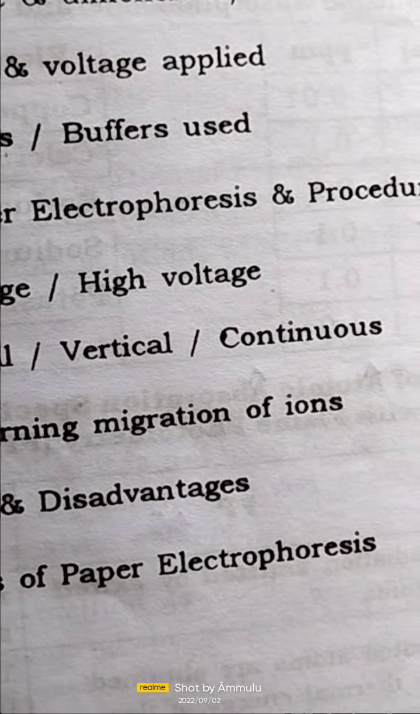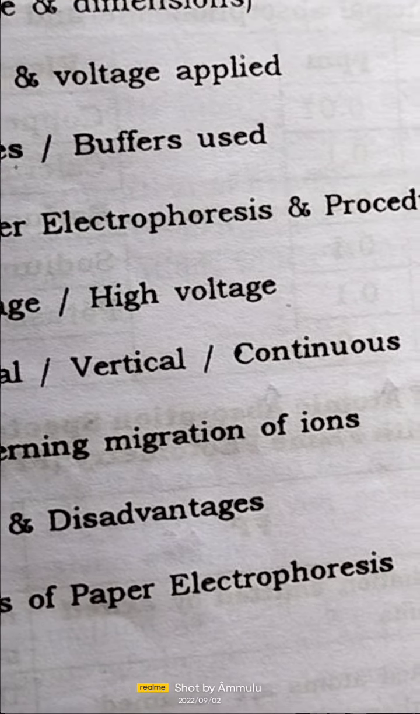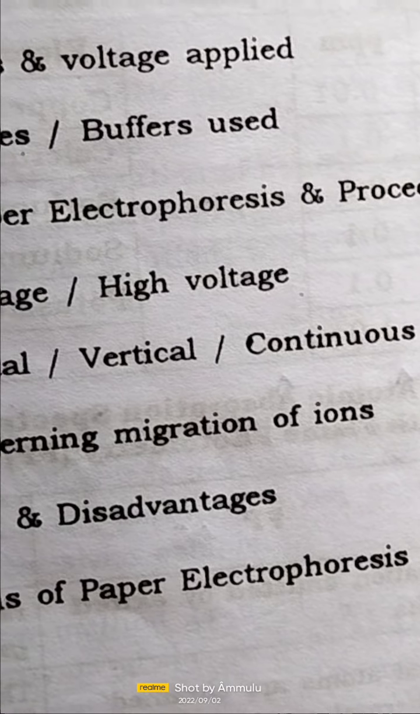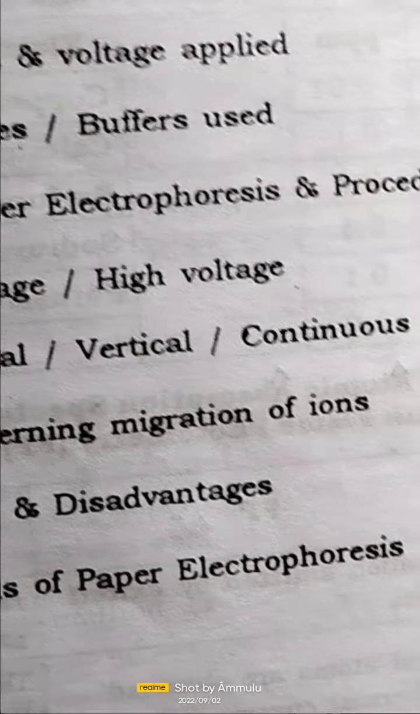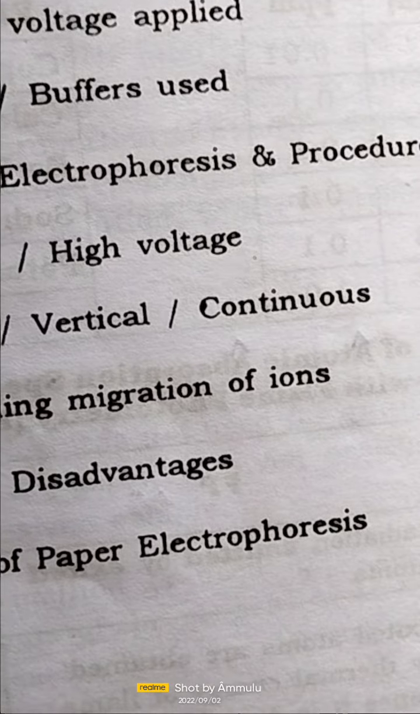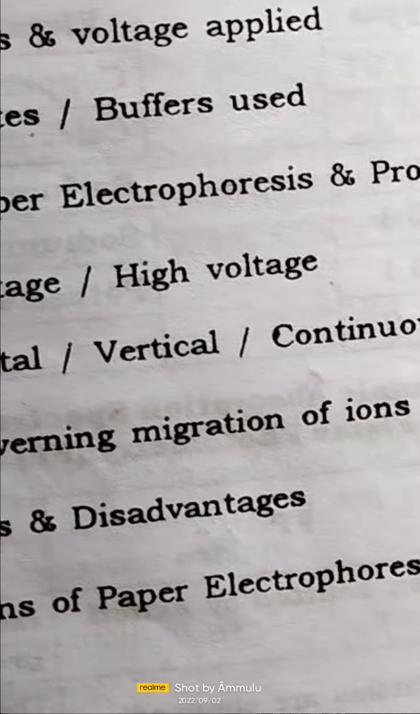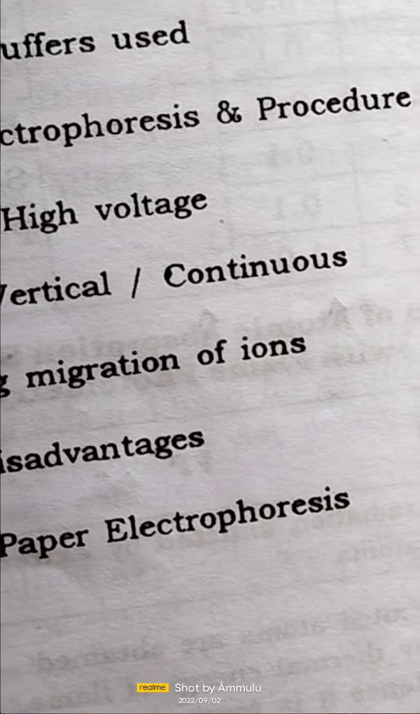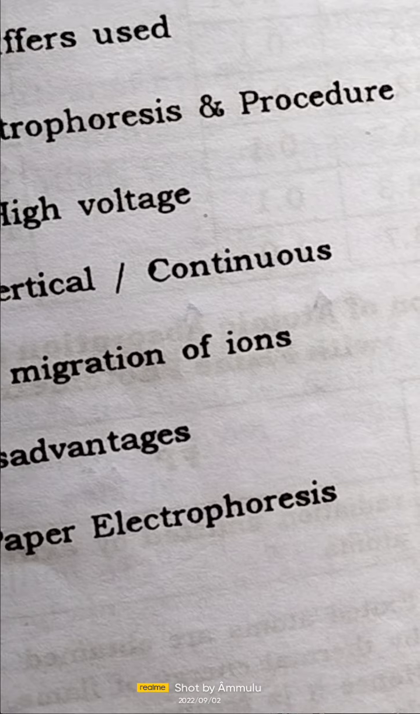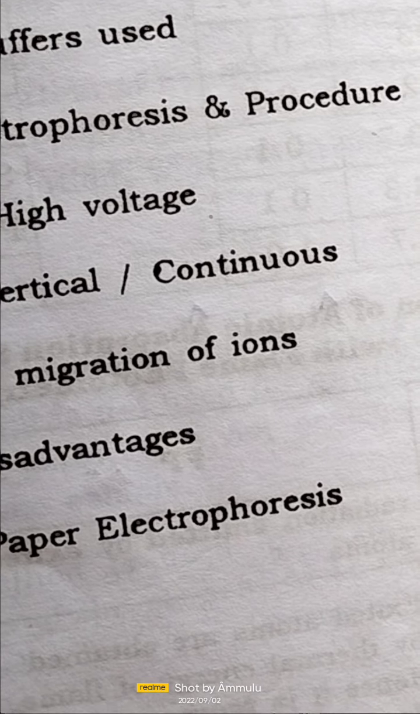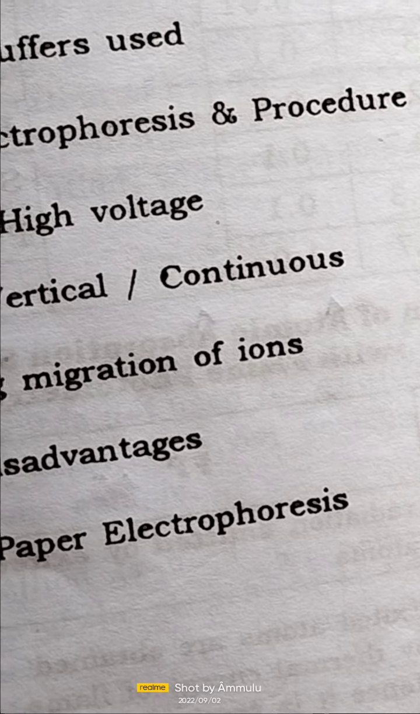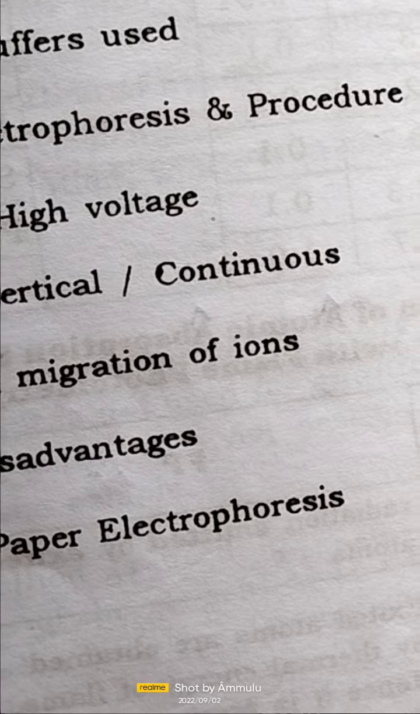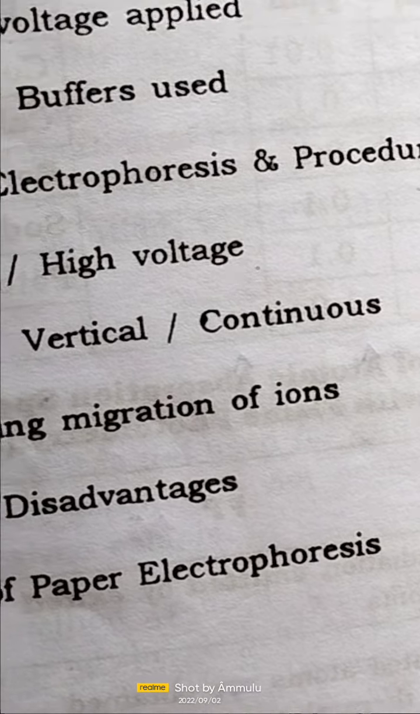Mainly, the principle of paper electrophoresis is the separation of ions. The bands or spots which have migrated can be detected by using appropriate sprays or reagents. When we spray them on the chromatography paper, we can analyze those ions.